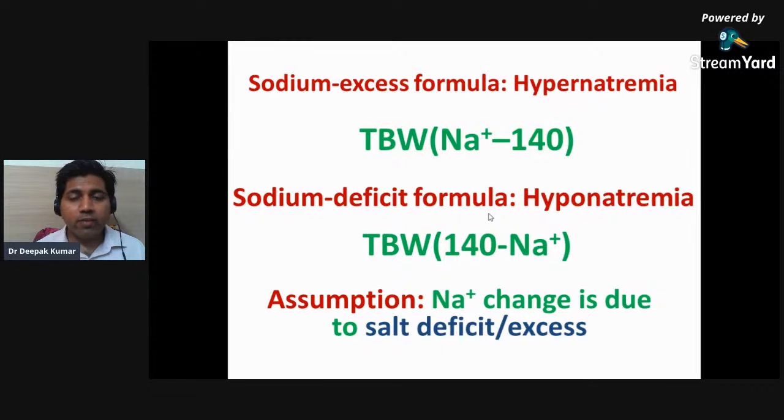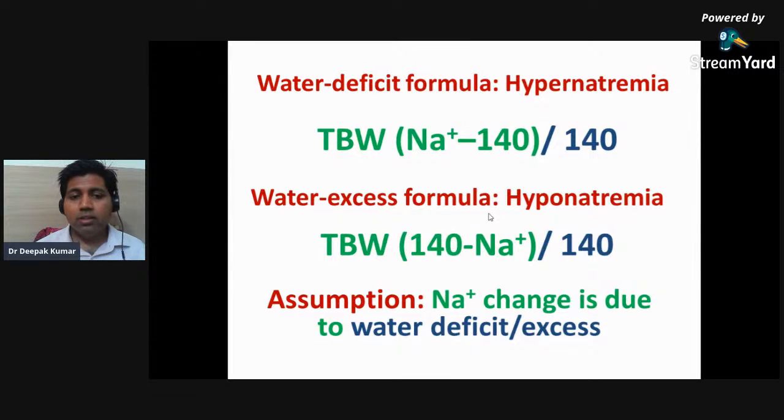Okay, and let's also compare the assumption. When you're trying to identify sodium deficit or excess, it is considered that the water in the body is fixed. The total body water has not changed in the patient. The same way, when you're trying to calculate the water deficit or excess, the assumption is that the sodium change that is happening is due to water deficit or water excess, and the total body sodium is the same.